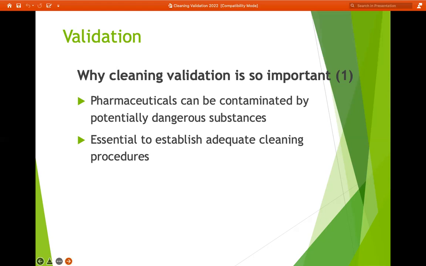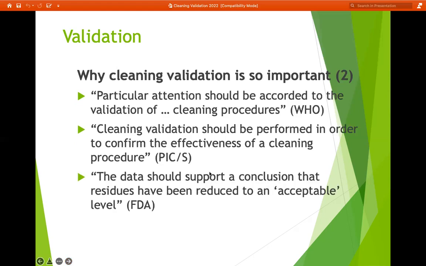And the cleaning validation concept covers how to validate the procedures and what the parameters shall be for detecting or fixing the limits for routine activities. So why is cleaning validation so important? Particular attention should be accorded to the validation of cleaning procedures. This is according to WHO.